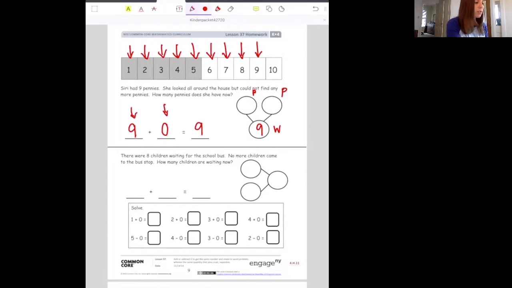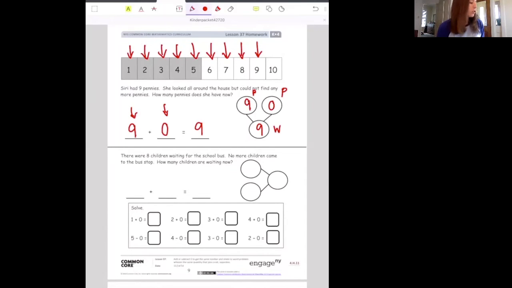Those are your parts. In this case, when you have 0 and the other number, the part is the same as your whole. Because if you had 9 pennies over here and 0 pennies over here, but you put them together, you still have 9 pennies. So your part whole looks just like this, 9, 0, 9. We'll try the next one.